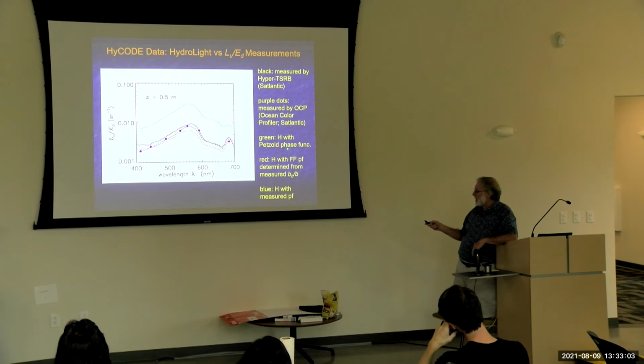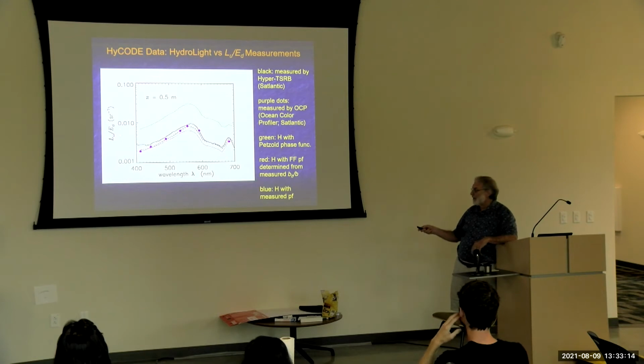The green is what I get with the Petzold phase function. Way too much for this ratio because LU is too big and ED is too small. Now this is ED at the surface was okay, but LU at the surface was way too big. So we get much too big of a value for what's effectively remote sensing reflectance.